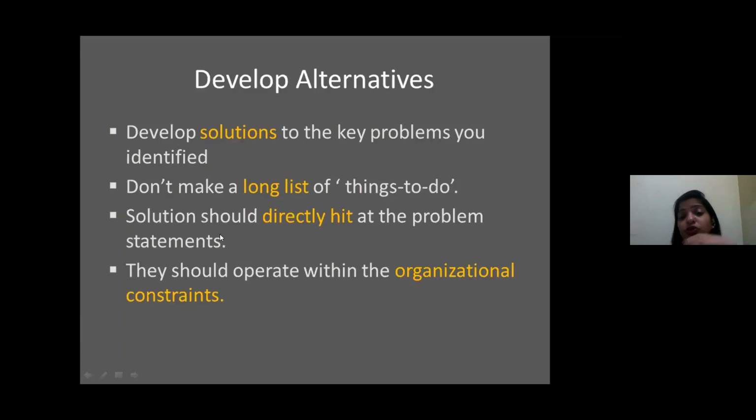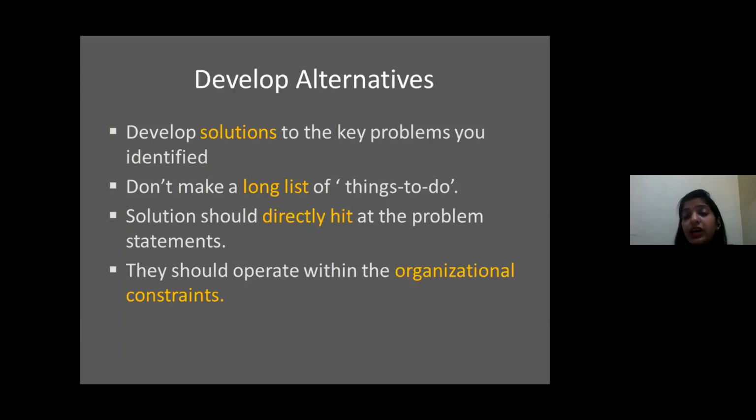So your solution should directly hit the problem, and it should operate within organizational constraints. This is very important. Say you give a solution of an incentive plan where whenever you make a sale, you get a 10% incentive on it, but the organization can't afford that incentive. So this solution is completely vague. It will not work. Your organizational constraints are always to be considered. That is why on the very first note I told you to do a SWOT, to see the strengths and the weaknesses. If the organization's finances are not so strong, then they can't give financial incentives. In that case, you can give them some other additional benefits.